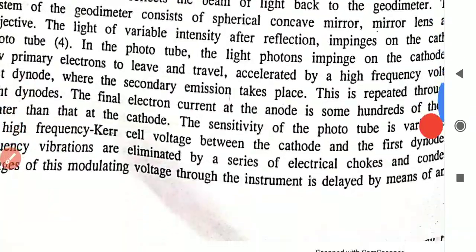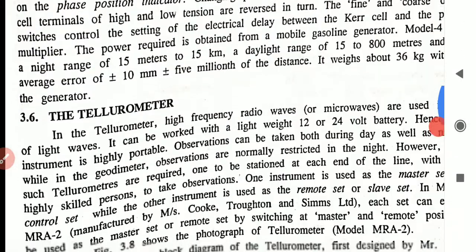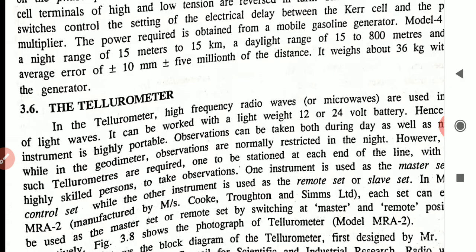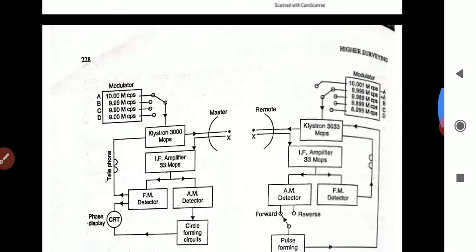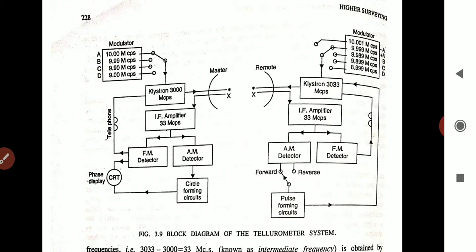Next one is the telemeter. So the telemeter schematic diagram is like this. See, the telemeter uses the frequency of radio waves instead of light waves. It can be worked with a lightweight 12 or 24 volt battery, hence the instrument is highly portable. Observations can be taken both during the day as well as at night, while with the geodometer, observations are normally restricted to the night.